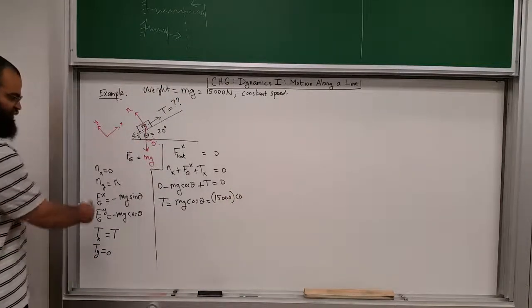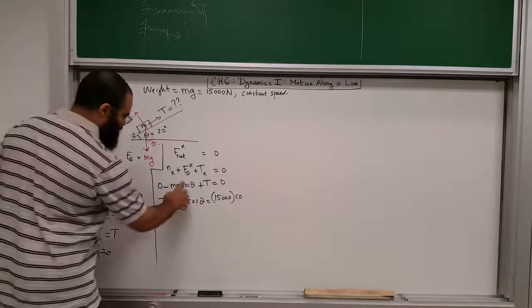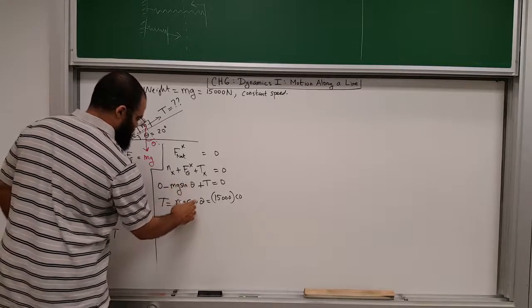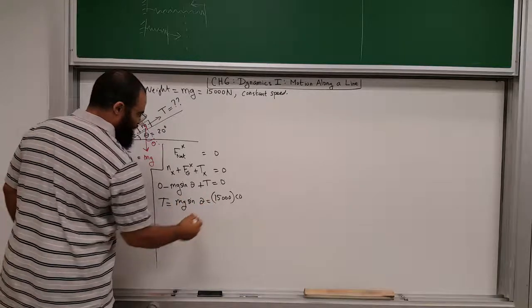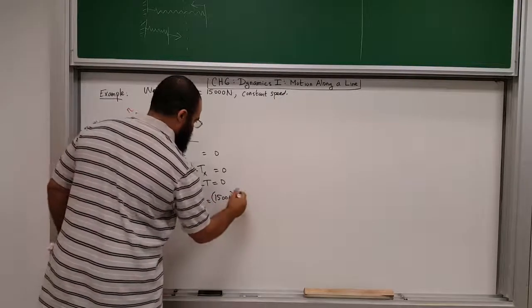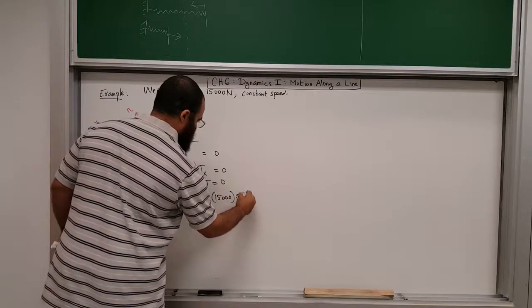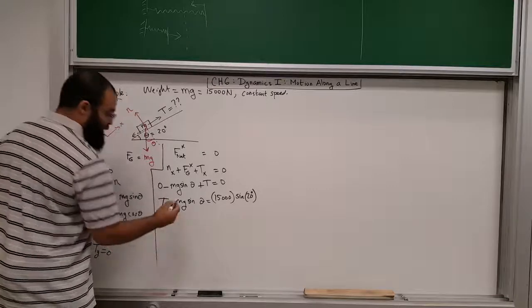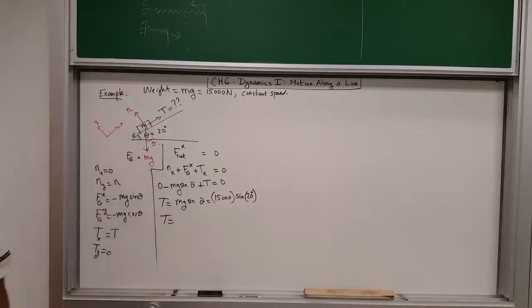I'm sorry, it should be sine. So it's 15,000 newtons times the sine of 20 degrees. And so the tension is simply, let me look it up in my calculator here, about 5,100 newtons.